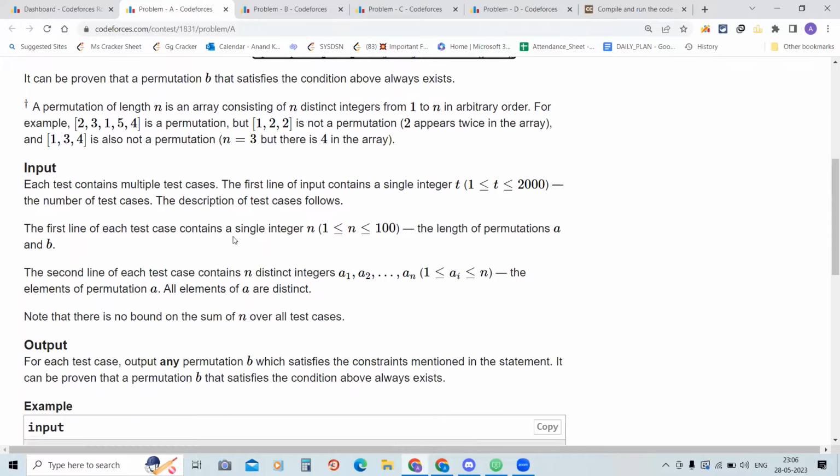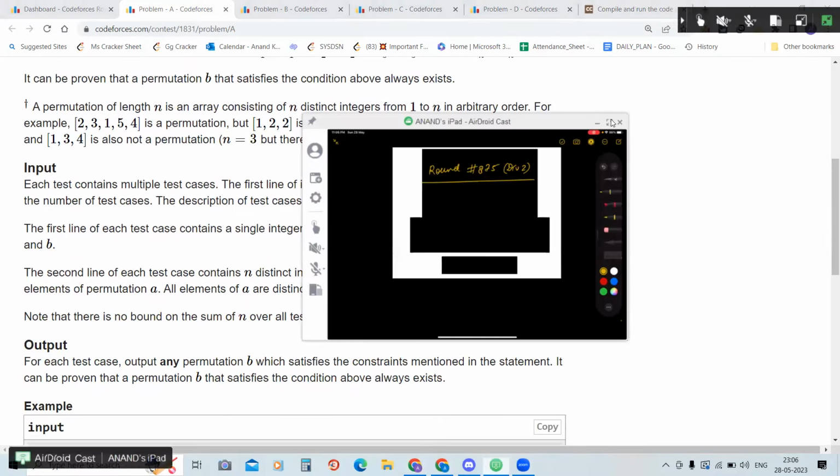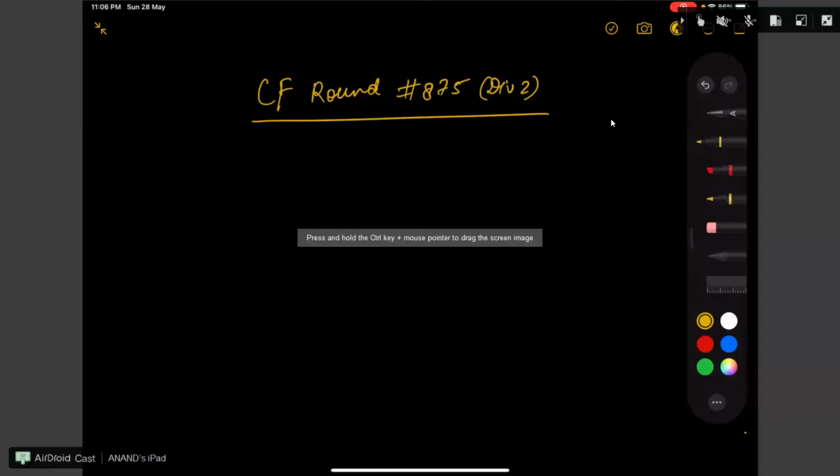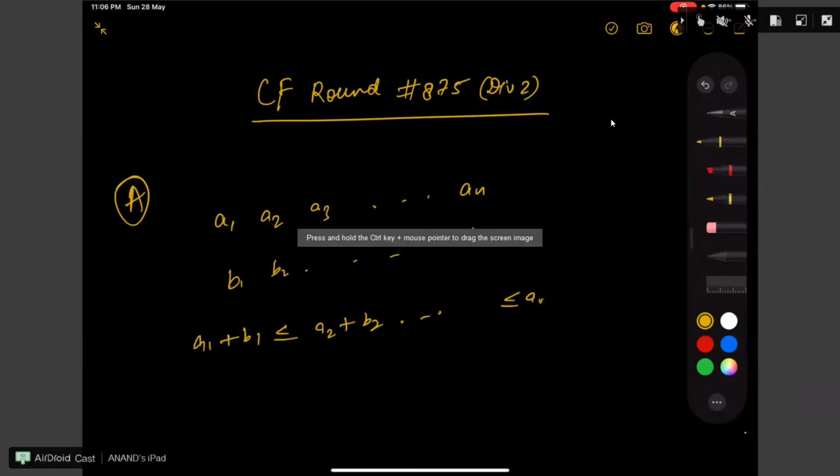Okay, so let's see what can be done for this. So basically for problem A, you are given an array A1, A2, A3, and so on up to An. So this is in fact a permutation, right? You have to construct another permutation B, B1, B2, and so on up to Bn, such that A1 plus B1 is less than or equal to A2 plus B2, and so on up to An plus Bn.